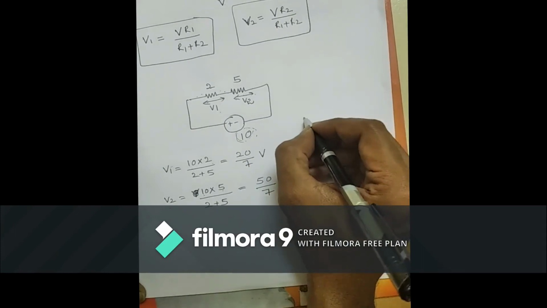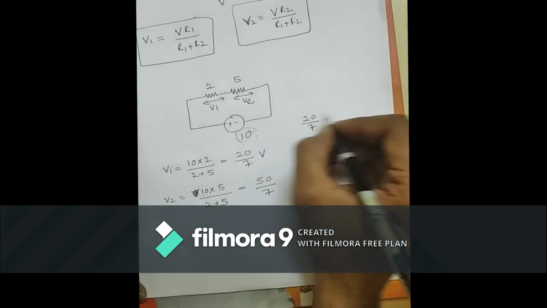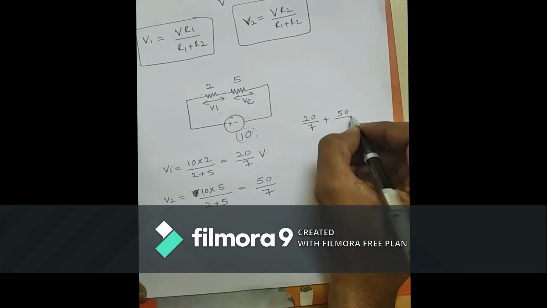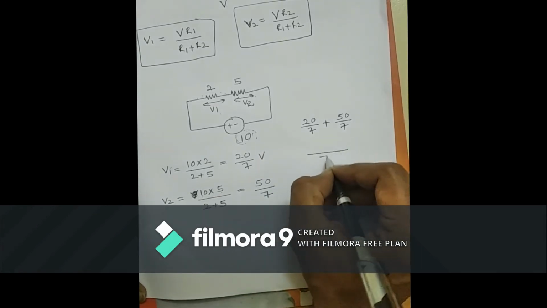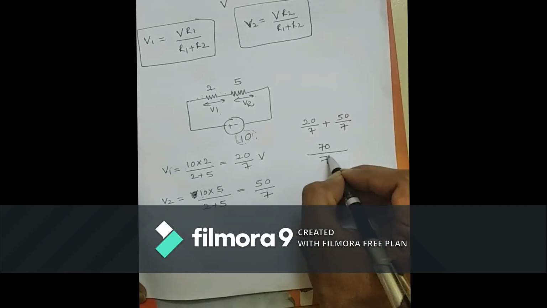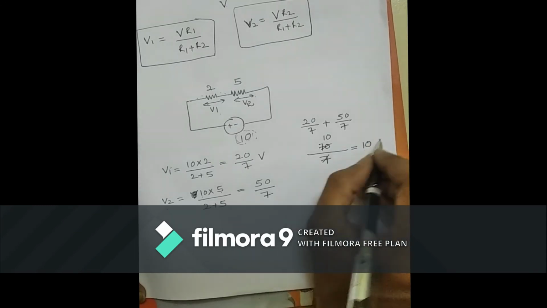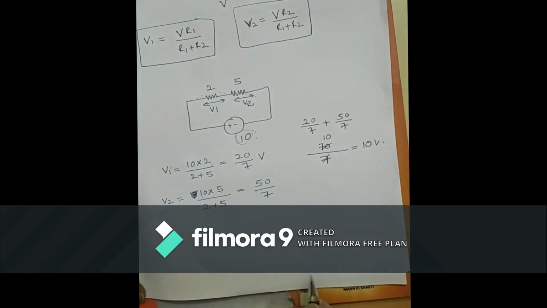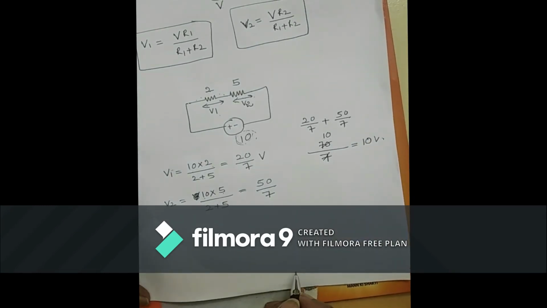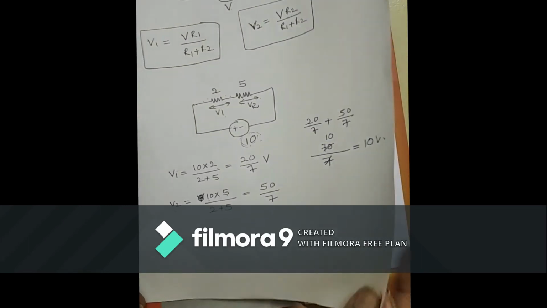Just to add this, 20 by 7 plus 50 by 7, the LCM is 7, so this is 20 plus 50 is 70 by 7, and 7 into 10 is 70, so this is equal to 10 volt. So this is all about the voltage division rule. Next I will discuss the current division rule.